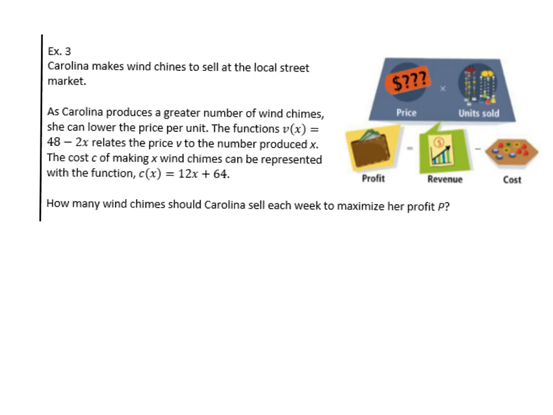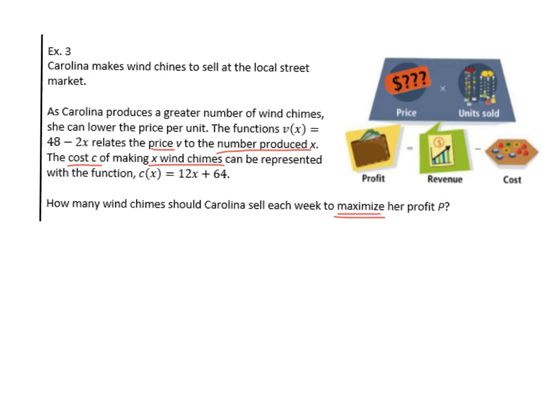Let's finish with some application. It says Carolina makes wind chimes to sell at a local street market. As Carolina produces a greater number of wind chimes, she can lower her price per unit. The function v of x equals 48 minus 2x relates the price to the number of units that she produces. The cost C of making x number of wind chimes is represented by C of x equals 12x plus 64. So that's cost and then number of chimes. How many wind chimes should Carolina sell each week to maximize her profit?